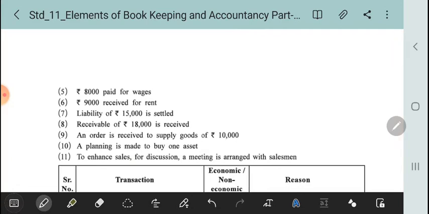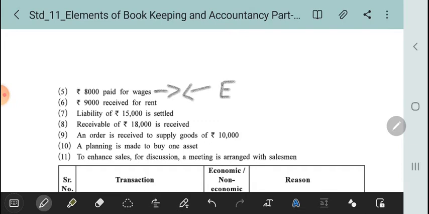8,000 paid for wages. Okay, wages are paid, so it is an expense, so the cash will be gone and we will give it to the employees, so it is ultimately an administration expense. Okay, means it is a service. Okay, expense is paid against the service. Ultimately a transaction is happening, we are giving money to someone and someone is providing us service, because wages are provided for the purpose of service. Okay, so it is an economic transaction.